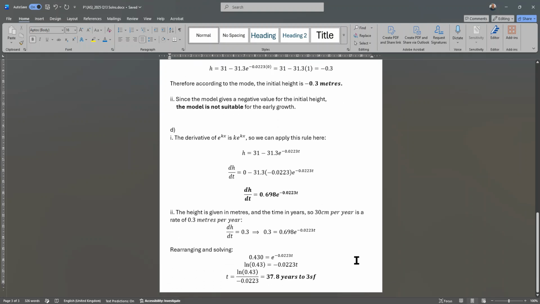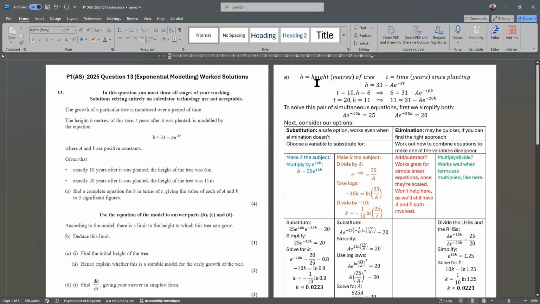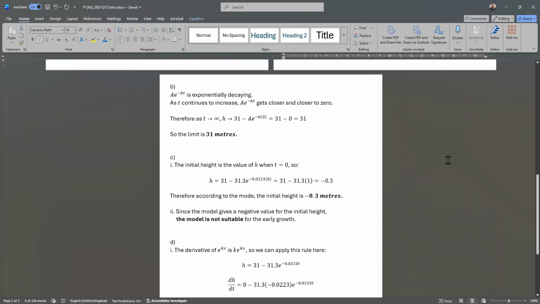The final part of this question, they tell you in the question, hence find the value of t for which the height of the tree is increasing at a rate of 30 centimeters per year. This is where coming back to what we wrote about the variables in the question is really useful. H is measured in meters, t is measured in years. There's no variable there that's measured in centimeters per year. Centimeters per year is a compound measure that combines height and time, but it's not meters per year, it's centimeters per year. So we've got a small modification to make first.